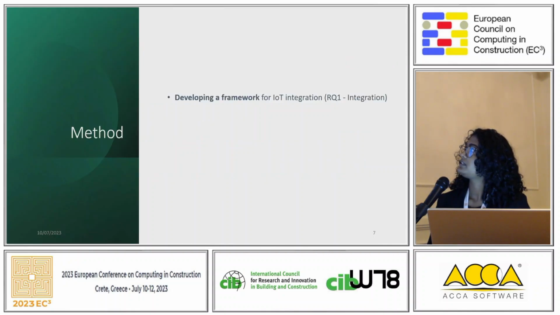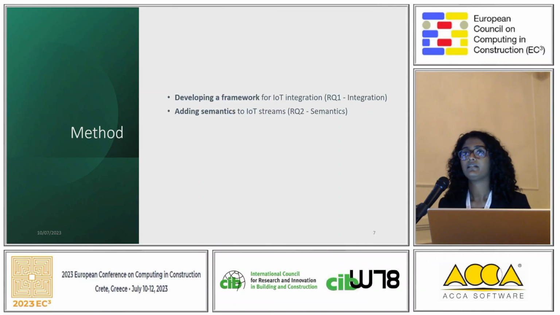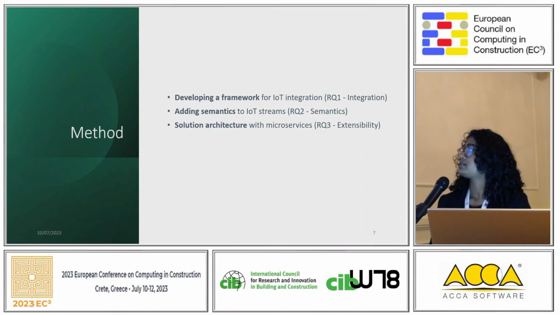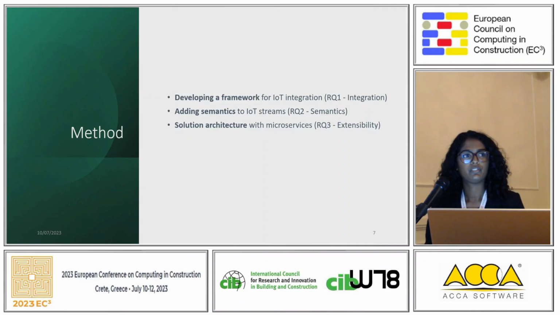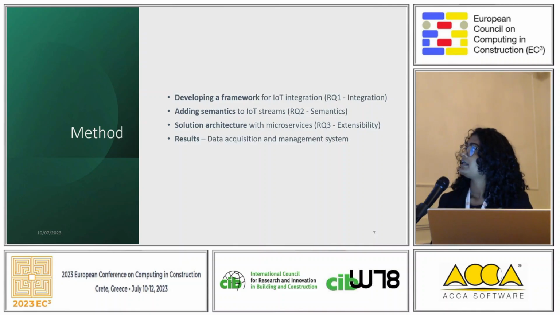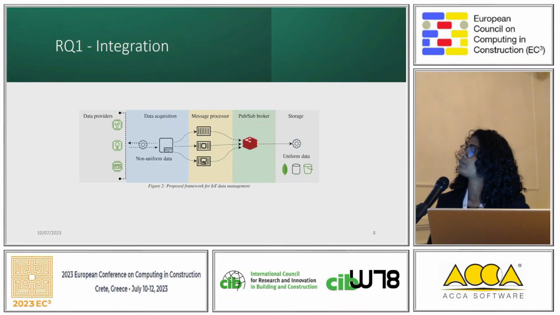And these research questions lead to the methods. First one is how to integrate them. So we develop a framework for integrating these different IoT platforms. Second one is we are adding semantics to these IoT streams to improve the understandability and also integration with other systems. And third one is, like I said, we should be able to make the solution an extensible or a scalable one. So we are looking at a solution architecture, not just a one-and-done project for this particular use case. And then we have a resulting data acquisition and management system, and we have a proof of concept implementation. So let's look at the first part, the integration part.